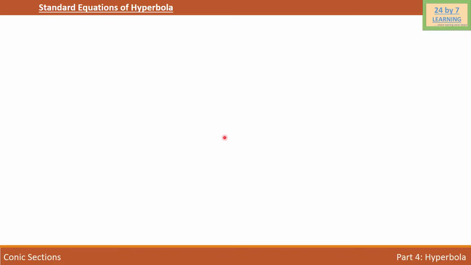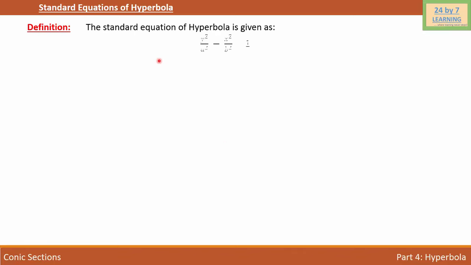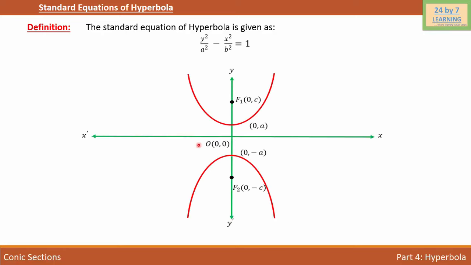Now let's consider a second standard hyperbola. So the standard equation of the hyperbola is given as y square over a square minus x square over b square is equal to 1. Now let's graph this hyperbola, and if we do that, we'll get a graph something like this, where you can see that x-axis is my conjugate axis and y-axis is my transverse axis.